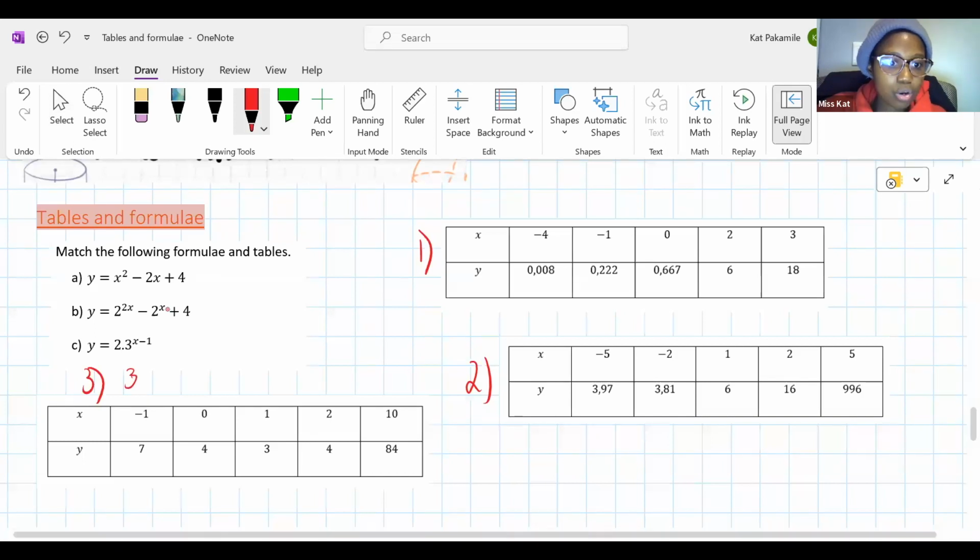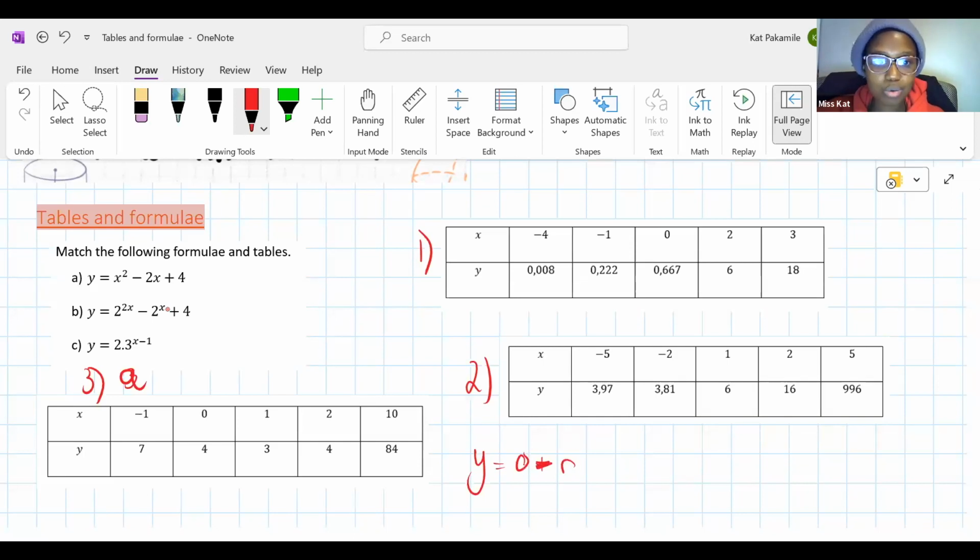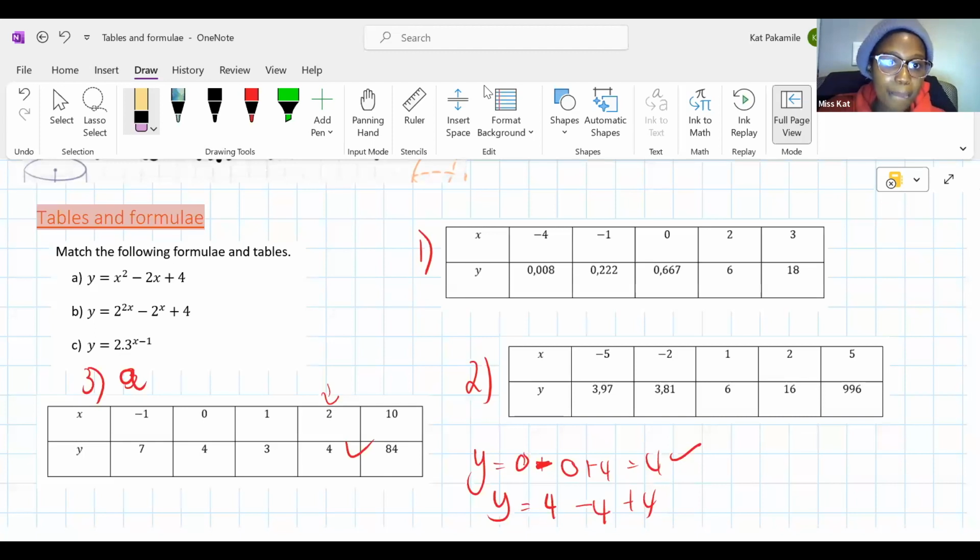So if I have x squared, let's try with 0. That's going to be 0 squared, which is 0, minus 2 times 0, which is 0, plus 4, which is 4. Okay, the first solution works. Let's check with something else. Let's check with 2. It's going to be x squared, which is 4, minus 4, plus 4. That's correct. So 3 would be A. Thank you very much, Sia.